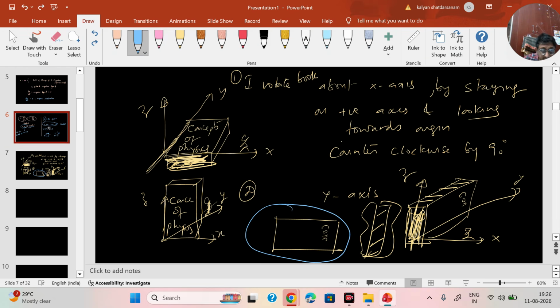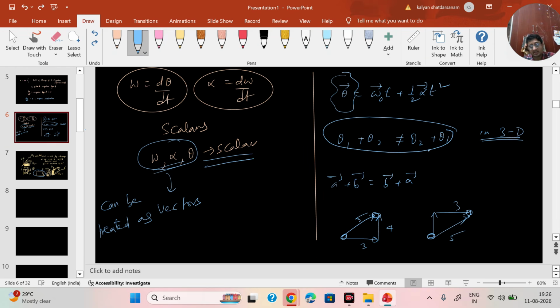So I am claiming that theta 1 plus theta 2 is not theta 2 plus theta 1. If it doesn't follow this rule, which we call the commutative rule of vector addition, then it is not a vector. Every vector quantity must obey this rule of vectors. But theta does not obey the rule of vectors, so it cannot be a vector. The problem is you can't write theta as a vector.